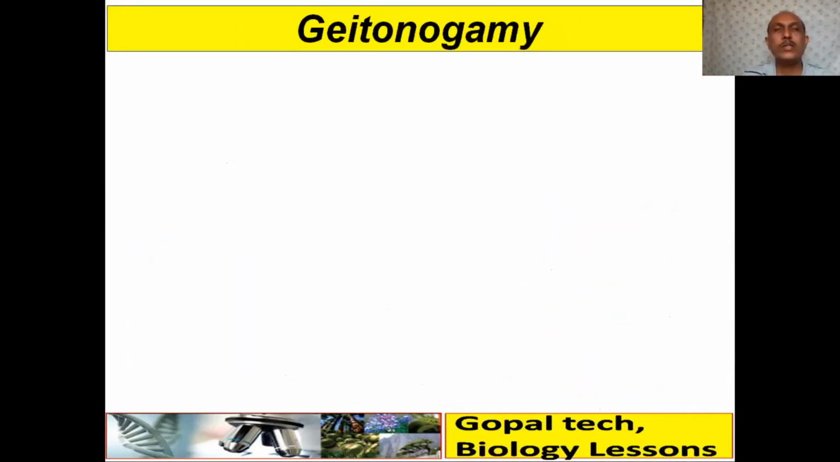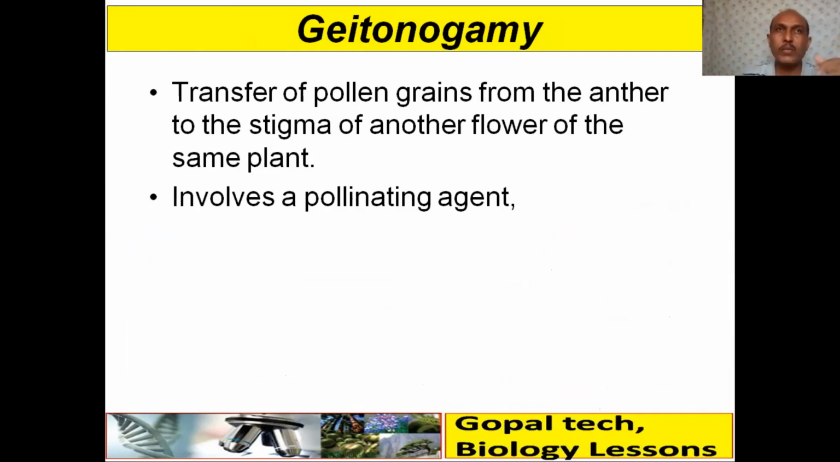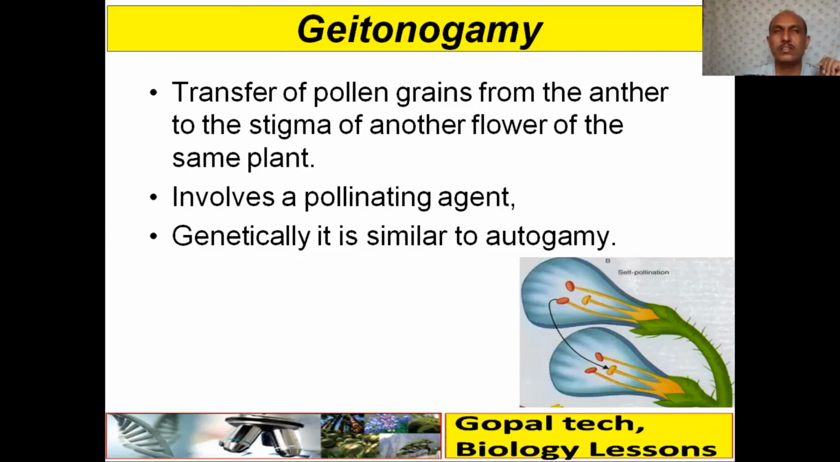Okay. Now the second one is geitonogamy. Transfer of pollen grains from the anther to the stigma of another flower of the same plant. The plant is the same but there are flowers above and below. In the first case there was one flower. It involves a pollination agent. Here agents are required, either wind or whatever it is. But genetically it is similar to autogamy or self pollination because it is the same plant. Okay, only the flowers are different. You can call it neighbor marriage.